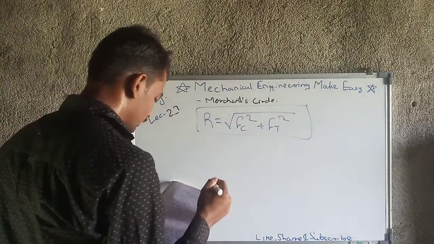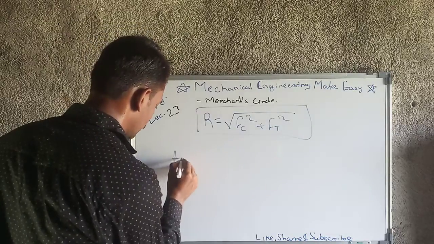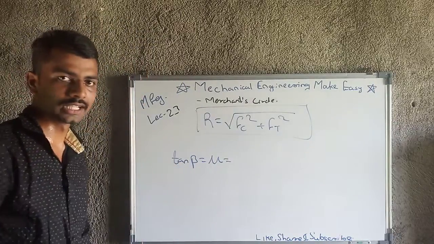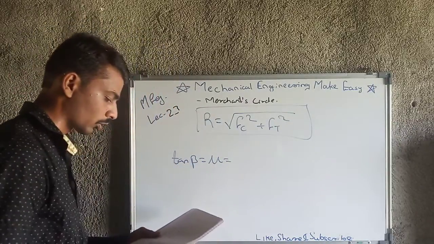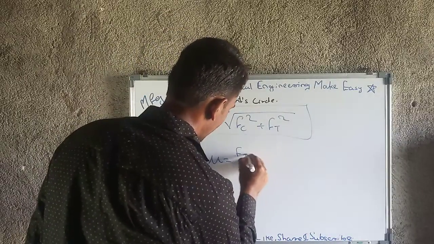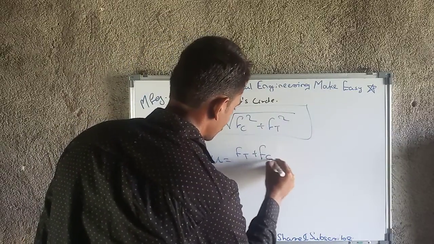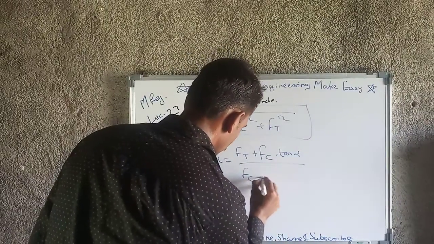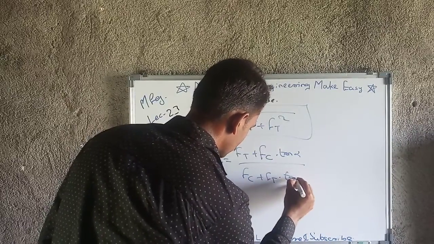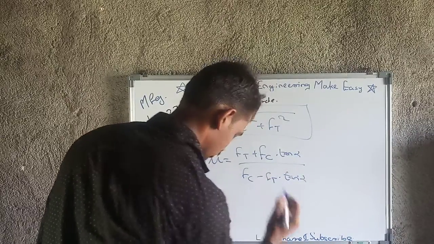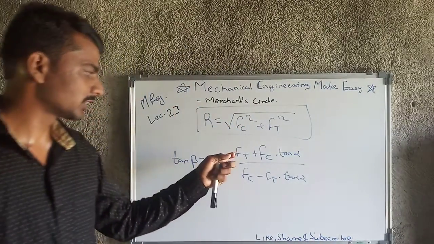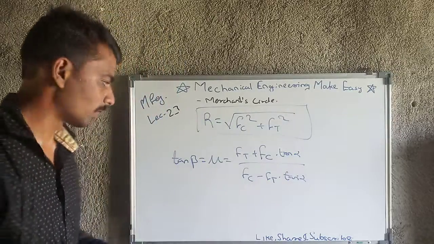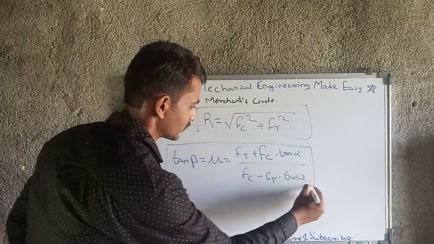Then there is one formula for tan beta. Tan beta is nothing but mu, which we have taken into consideration in the diagram, but this mu also has another formula, which is the relation of Ft, Fc and alpha: Ft plus Fc into tan alpha divided by Fc plus Ft into, sorry, this is minus. Means what is the relation? That is Ft plus Fc into tan alpha upon Fc minus Ft into tan alpha. This is again another relation, and it is also very important.